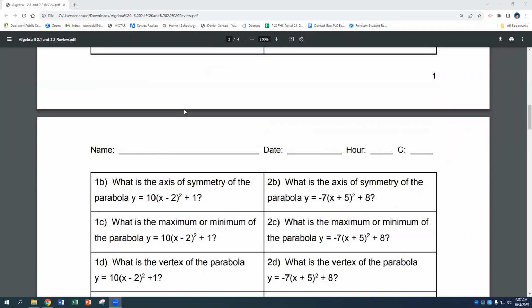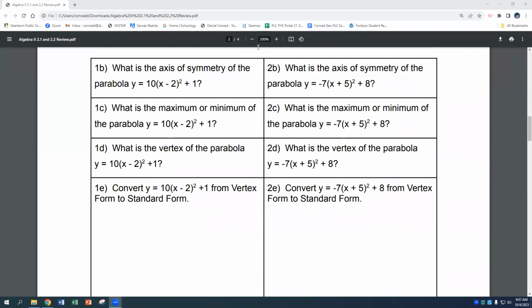Okay. 1B, axis of symmetry. So first, let's start with the vertex. I like to do the vertex first. Okay, so your vertex is h comma k. So here's h, here's k. So our vertex is (2, 1).